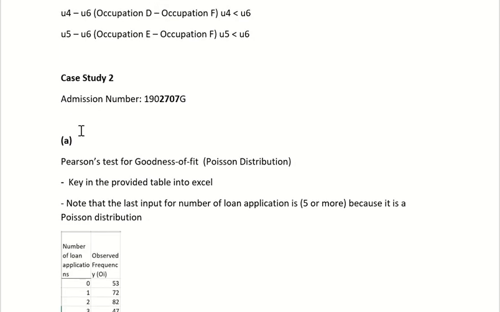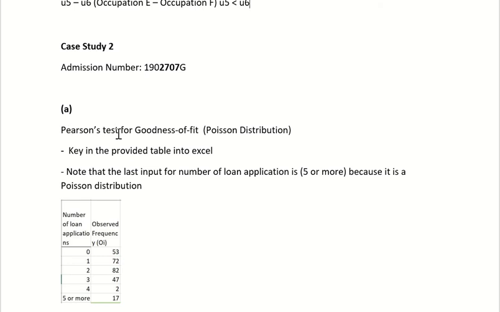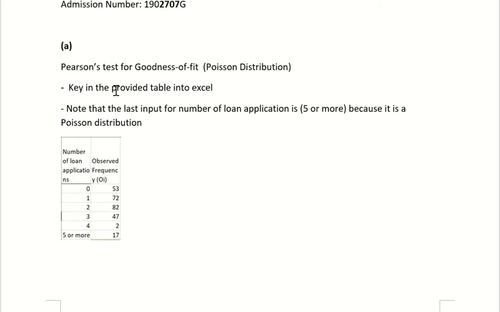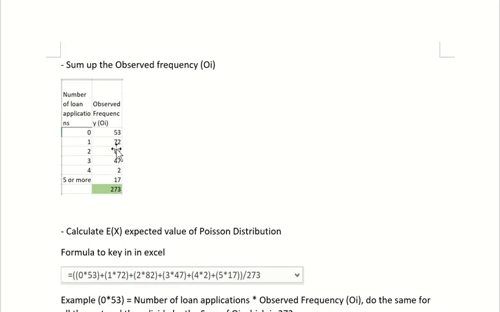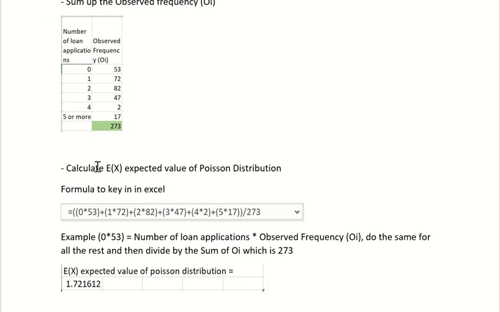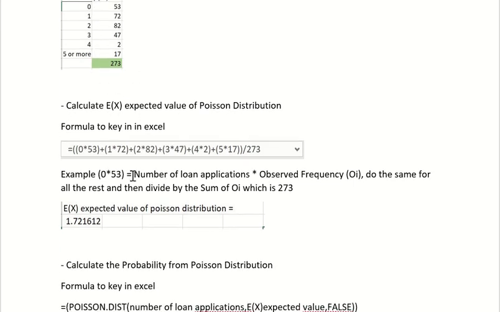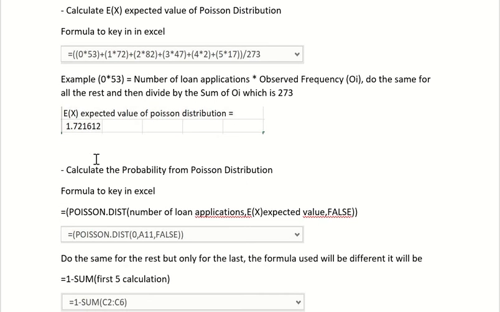Okay, for case study 2A, it is a Pearson's test for goodness of fit for a Poisson distribution as stated in the question above. So the steps needed are to key in the provided table into Excel, and to sum the observed frequency, which is 273. To calculate the expected value of the Poisson distribution, we take the number of known applications times the observed frequency respectively, and then divide by the sum of observed frequency. Okay, so the expected value will be 1.72.